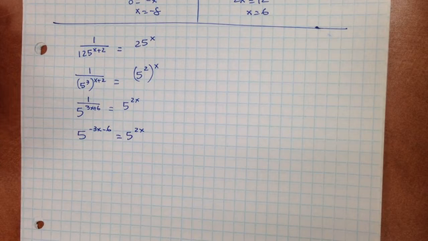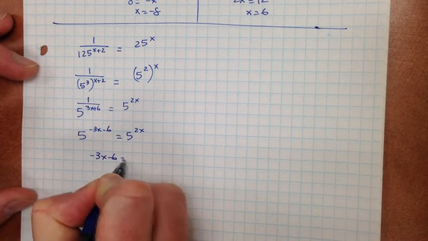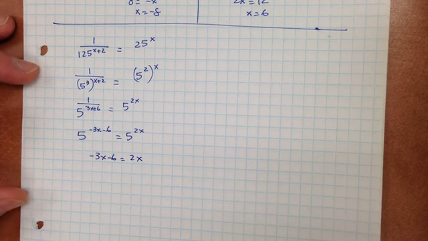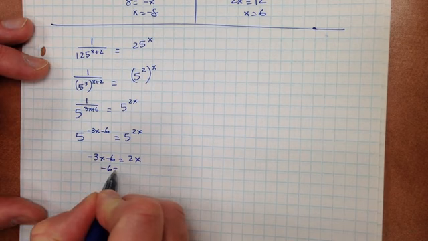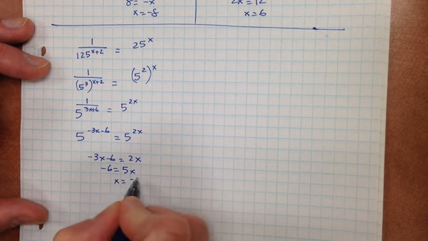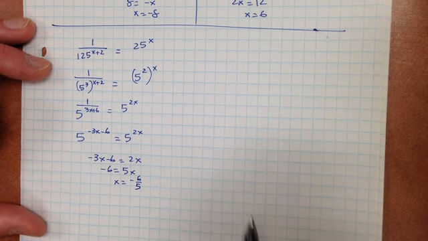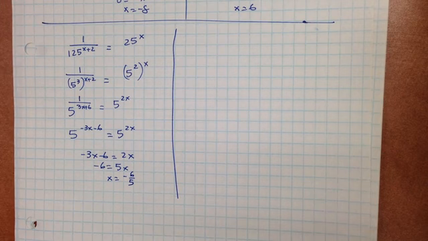Bases match. Awesome. Set those exponents equal. Negative 3x minus 6 equals 2x. Solve now for x. Let us add 3x. Divide by 5. x equals negative 6/5. Leave it open-ended down there at the bottom this time.